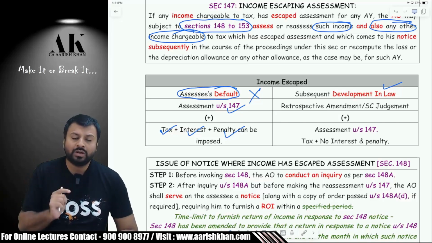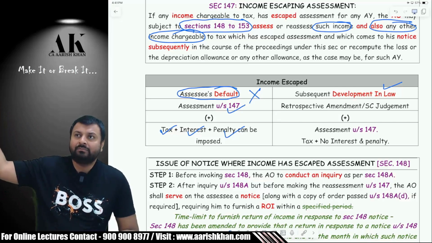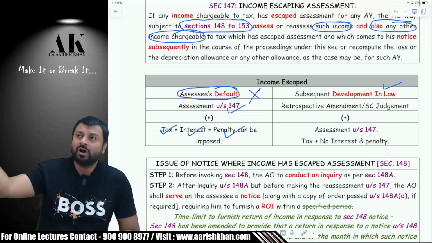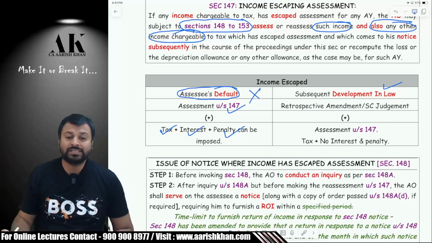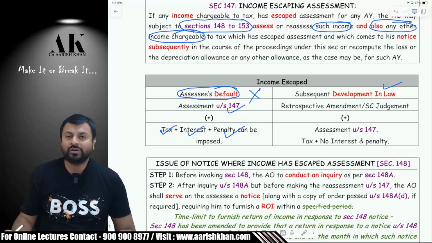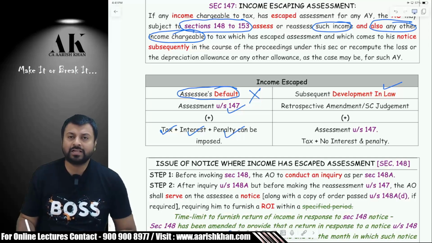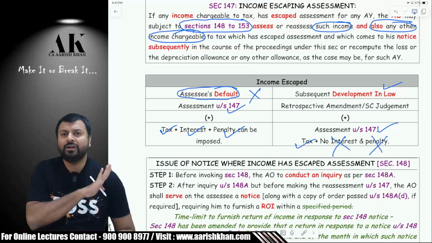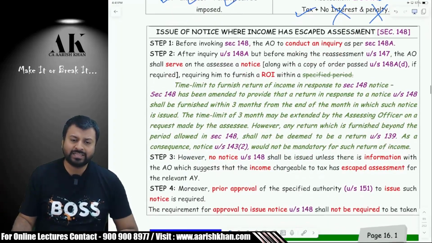But income may escape not because of the assessee's default, but because of a subsequent development in the law. The AO has allowed you the deduction earlier, but later the Supreme Court in some other case says that this expenditure is not allowed as a deduction, or there is a retrospective amendment by which this deduction is retrospectively disallowed. This is called a subsequent development in law. That also leads to escapement of income, and 147 assessment will be done on you, and tax will be imposed on you, but interest and penalty will not be imposed. Don't worry about it. You will be spared the interest and penalty portion.